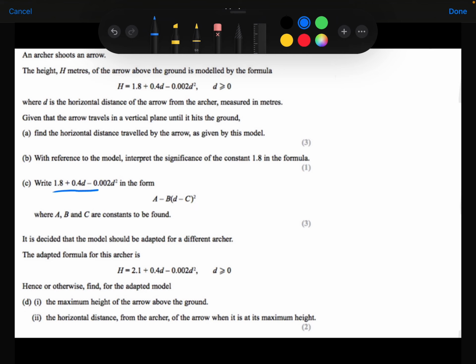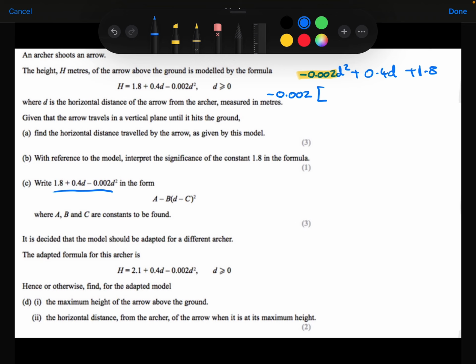Now, in order to complete the square on this, I'm first going to rewrite it so I have the quadratic squared bit at the front. So minus 0.002d squared plus 0.4d plus 1.8. Now, to complete the square, I can't have this minus 0.002 at the front, so I'm going to factorise that outside. So no completing the square yet, we're just factorising to begin with.